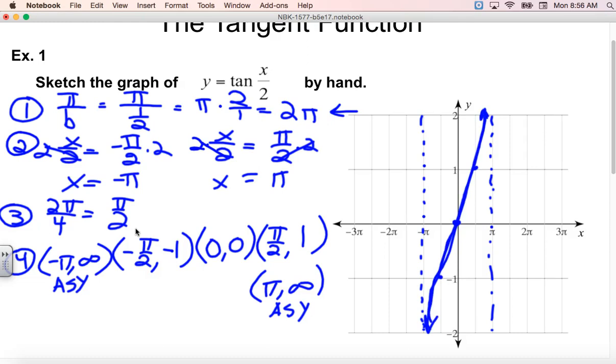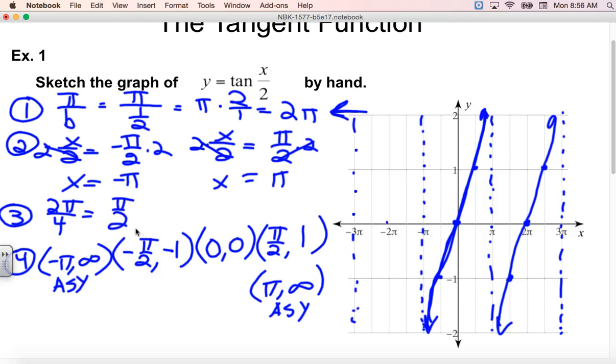Now that's going to repeat itself every 2 pi, right? The period right here that we had was 2 pi. So every 2 pi, that's going to repeat. So over at 3 pi, you'd have another vertical asymptote. Right? And then in the middle, you've got that point. Down here, you've got this one. Up here, you got this one. And it's going to repeat that same thing right there. And of course, the same thing over at negative 3 pi.